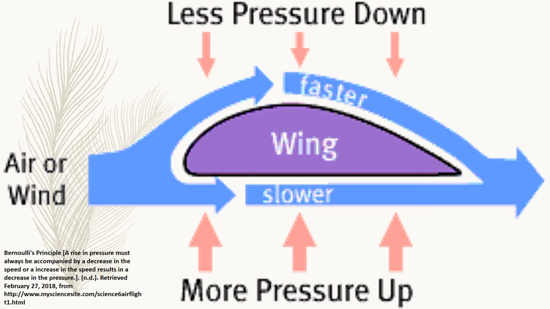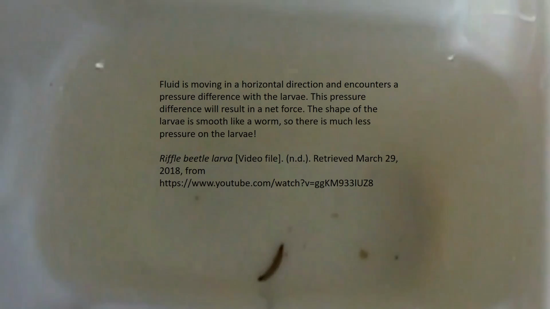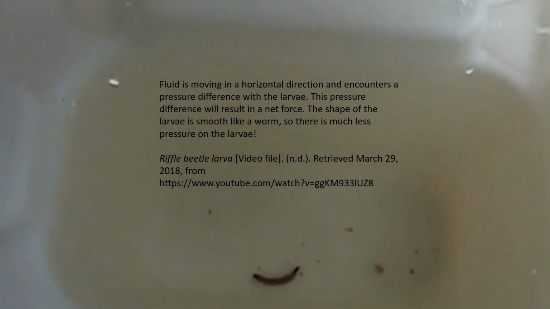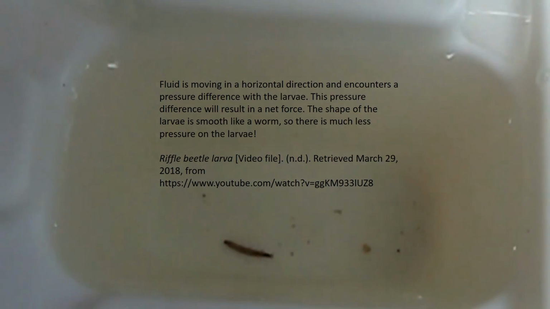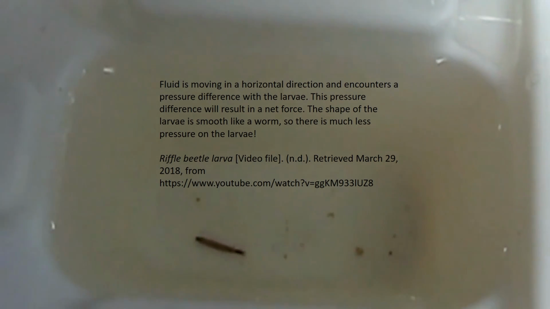The energy related to Bernoulli's principle is also important in shaping riffle beetles that live in the fast-flowing riffles of streams. Suppose a fluid is moving in a horizontal direction and encounters a pressure difference. This pressure difference will result in a net force. Because the shape of the larvae is smooth like a worm, there is so much less pressure on the larvae.